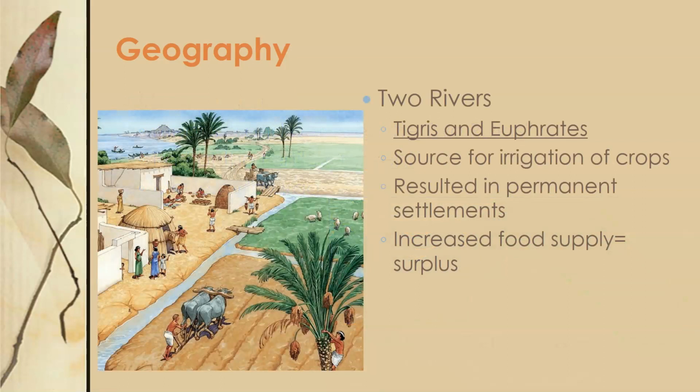The two rivers that are most important to the civilization are the Tigris and the Euphrates. Both of these rivers serve as a source of irrigation for the crops and also resulted in permanent settlements near the river. Thanks to the availability of the fertile land near the river and also the fresh water, this led to an increased food supply, which, if you recall from our previous lesson, we call a surplus.